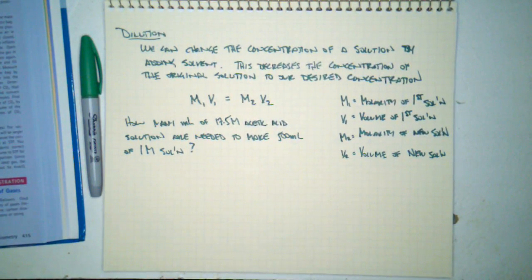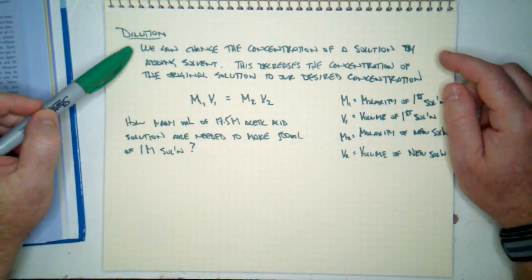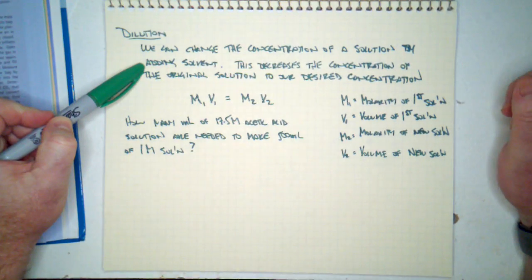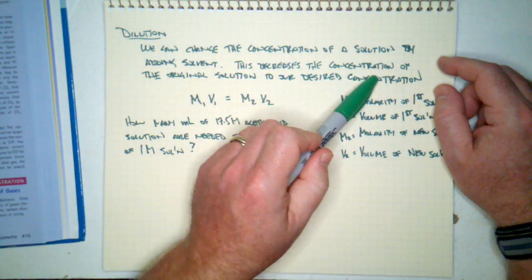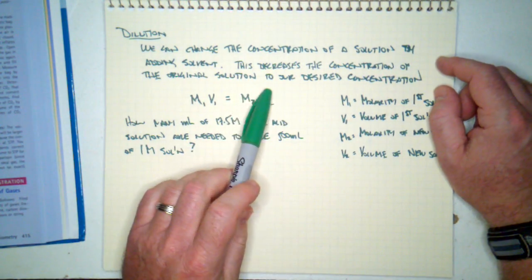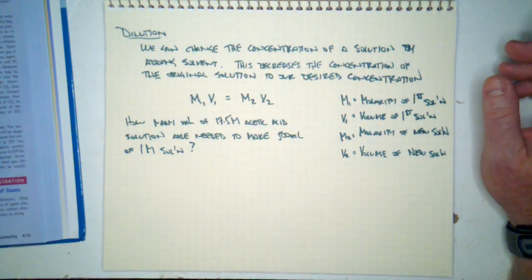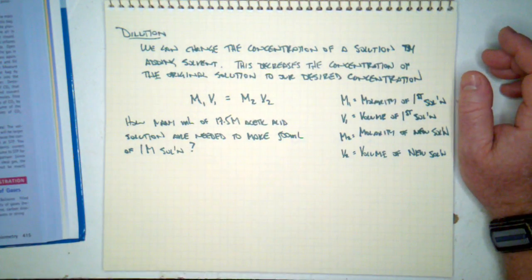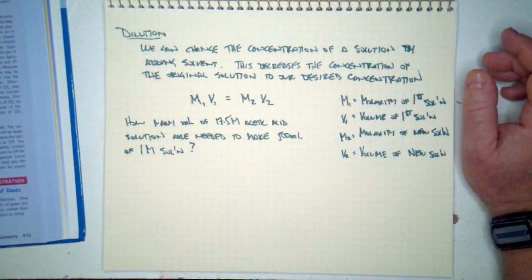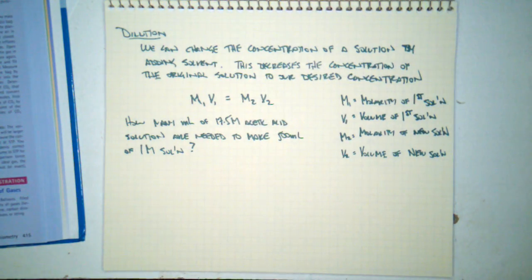Another important thing about solutions is dilution. We can change the concentration of a solution by adding solvent to it. This decreases the concentration of the original solution to our desired concentration. Many times in the laboratory we've got concentrated solutions of maybe sodium hydroxide or acid or salts, and we call them stock solutions because we just take a little bit of that out and we can make a larger volume at what we call a working concentration.